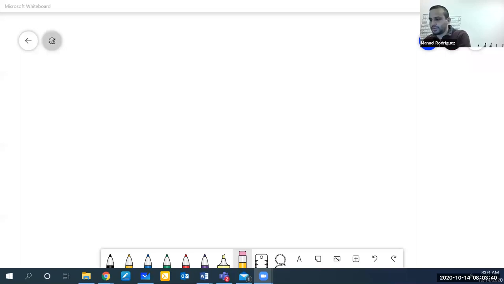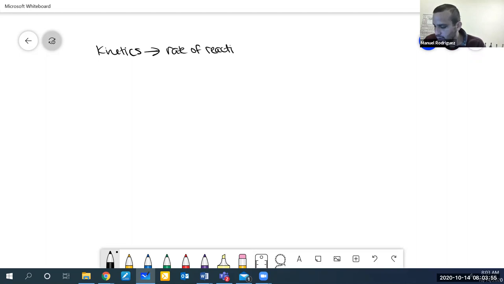So this week we are working on kinetics. Kinetics has to do with rate of reaction. So basically with speed of reaction. So how fast or how slow the reaction happens.